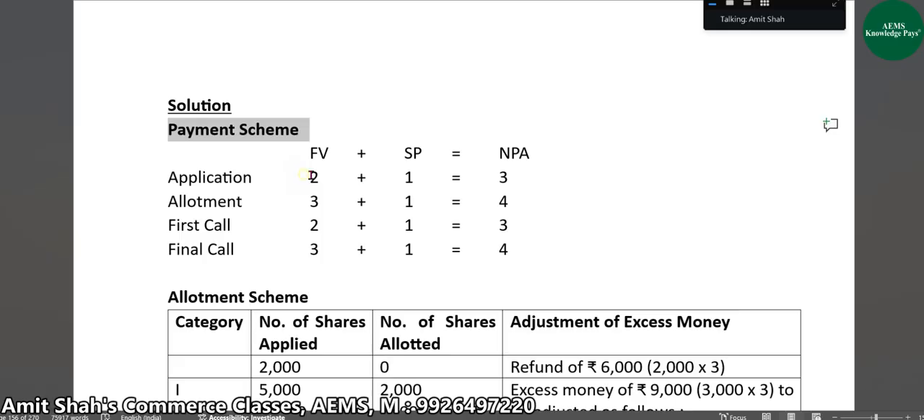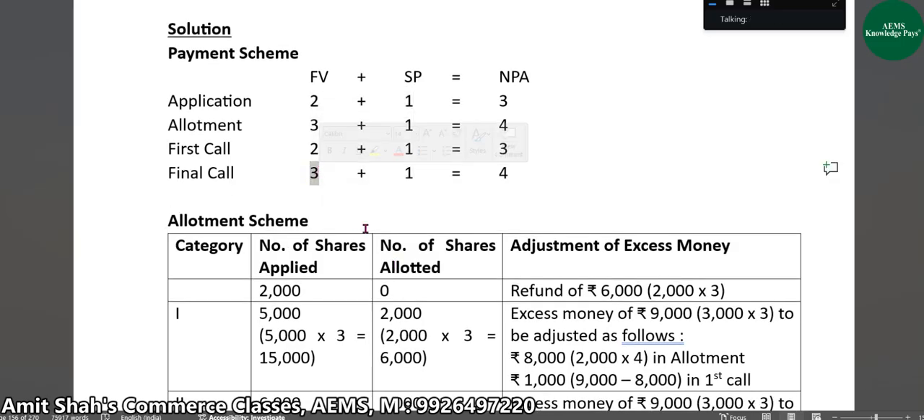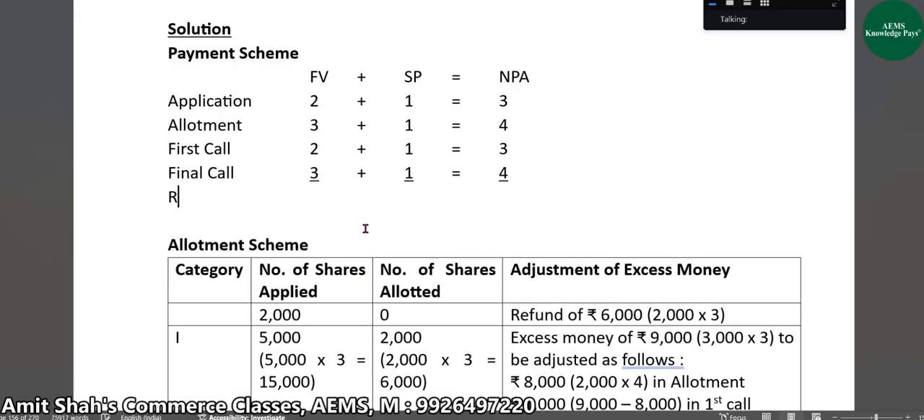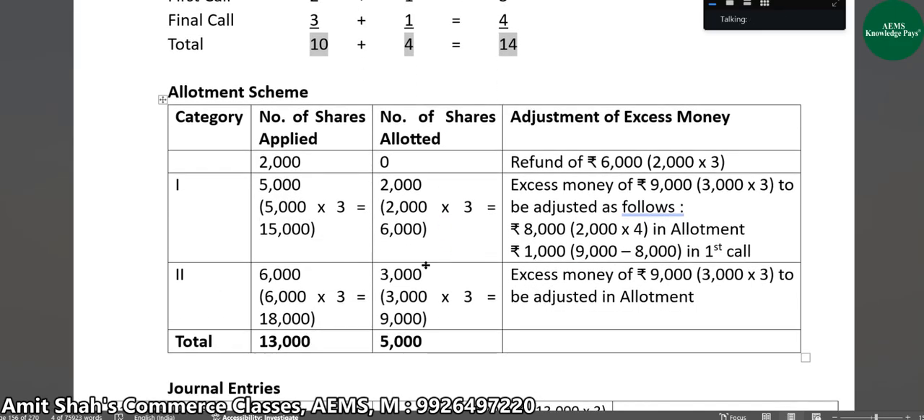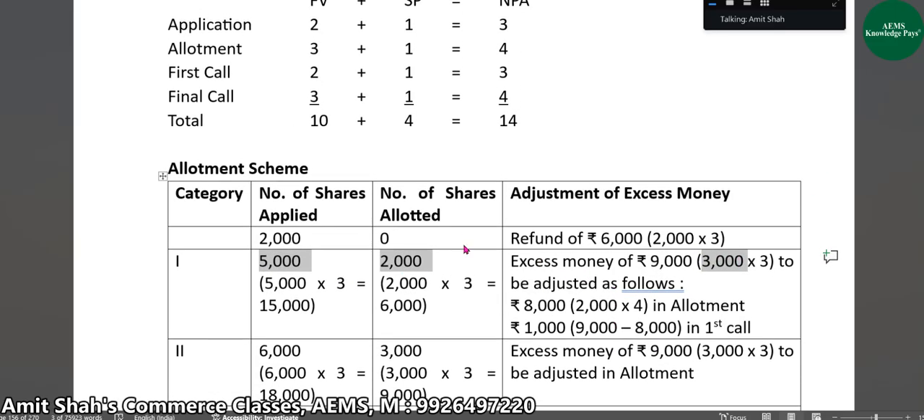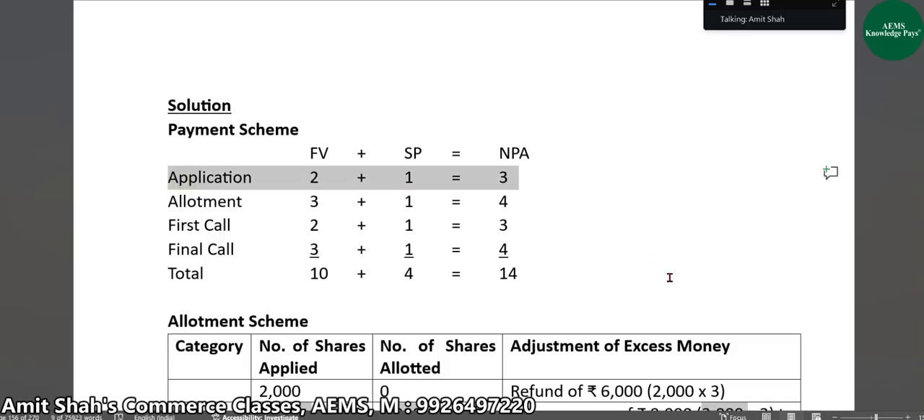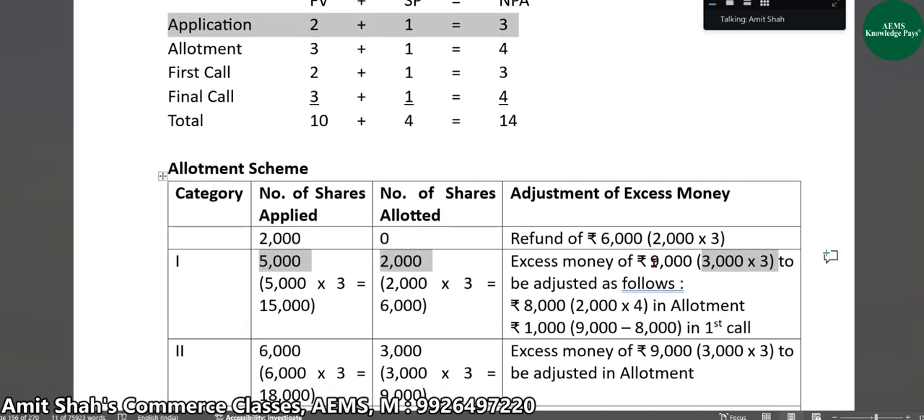So this is our payment scheme. Face value plus premium, face value plus premium, face value plus premium, and face value plus premium. The total of this side, if you see, it is 10 plus 4 is equal to 14. So 10 rupees face value, 4 is premium, net payable amount is rupees 14. Now Ajay belongs to category 1, where investors applied for 5,000 shares, but they were allotted only 2,000 shares. So excess money here is 5 minus 2, that is 3,000, multiplied with total amount payable on application, that is rupees 3 per share. So 3,000 into 3, that is 9,000 is the excess money.